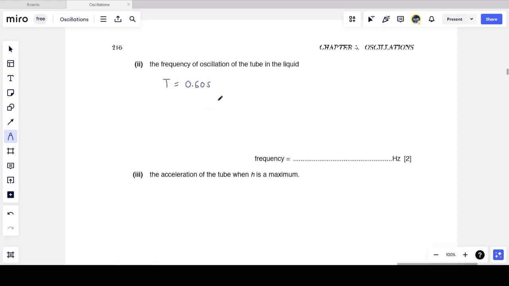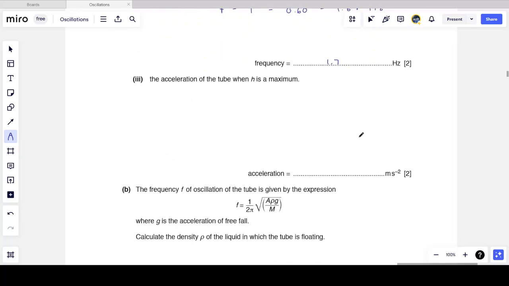And why do I need the period? Because frequency is 1 over the period, as we already know. So that's 1 over 0.6, which is 1.67 hertz. I'm going to keep this to two significant figures, so the frequency is 1.7 hertz.